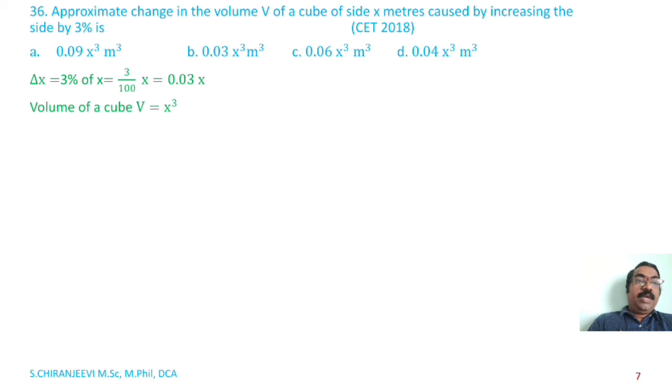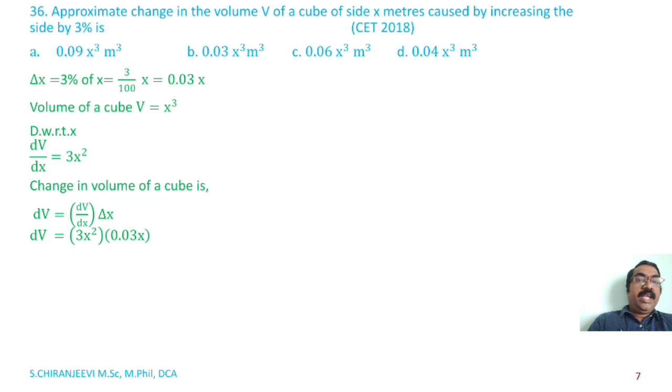Volume of cube V equal to x cube. Differentiating with respect to x, dv by dx equal to differentiation of x cube, which will become 3x square. So the change in volume of a cube is dv equal to dv by dx into delta x. So dv can be taken by substituting dv by dx as 3x square and delta x as 0.03x. So multiplying, we get dv equal to 0.09 x cube meter cube, which is option A.